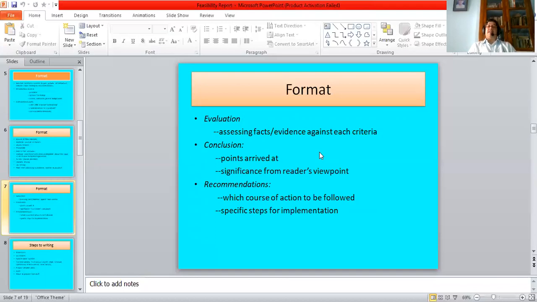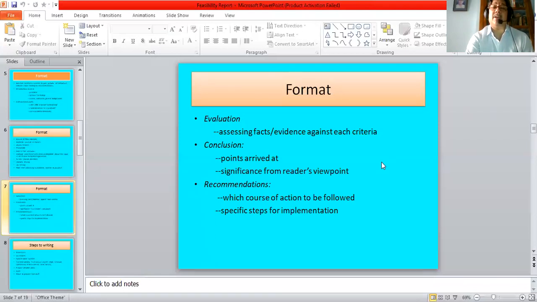The conclusion then, of course, gives us the points which are arrived at the end of the report and the significance of the report from the reader's viewpoint. Finally, the report closes with a set of recommendations which map the future course of action to be followed and the specific steps for implementation. So these are some of the features or points of the report.